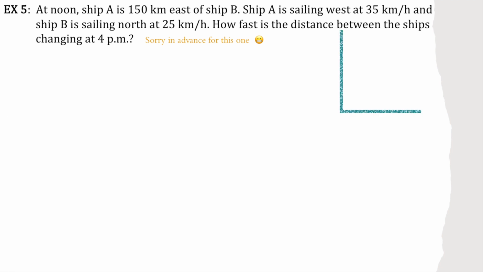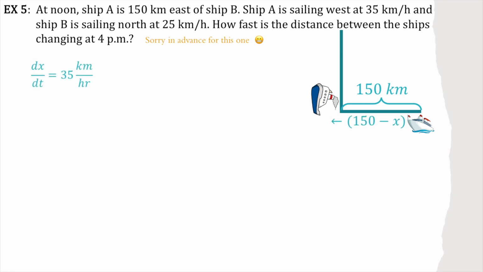So here we go. At noon, we have ship A, and he is 150 kilometers east of ship B. Ship A is sailing west at 35 kilometers an hour. Notice what I did here. I've got 150 minus x because you're starting at 150 and decreasing by x as the guy moves west. Ship B is sailing north at 25 kilometers an hour. How fast is the distance between the ships changing at 4 p.m.?